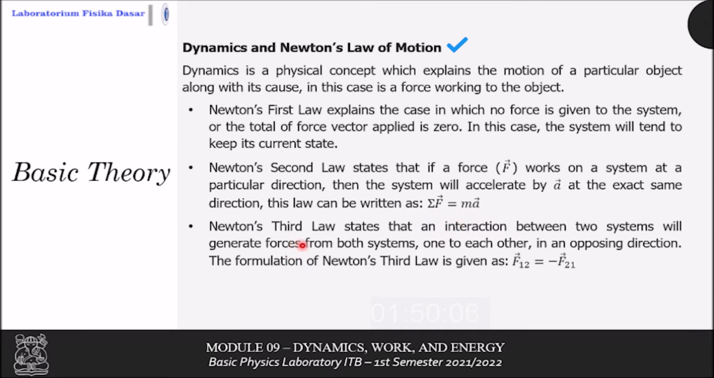Lastly, the third law states that an interaction between two systems will generate forces from both systems, one to each other, in an opposing direction. We could say this as a pair of action and reaction forces. The formulation mathematically is given as follows, which is F12 equals minus F21.